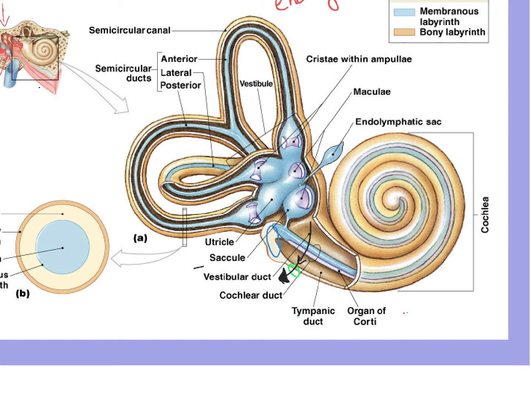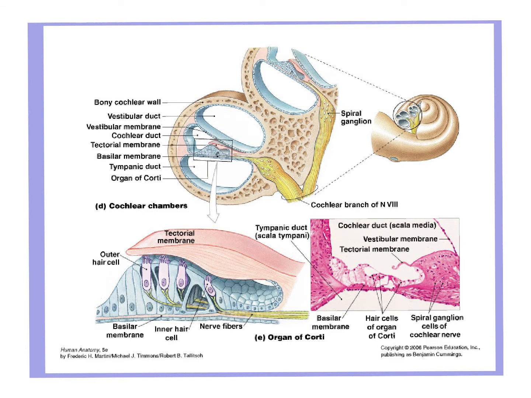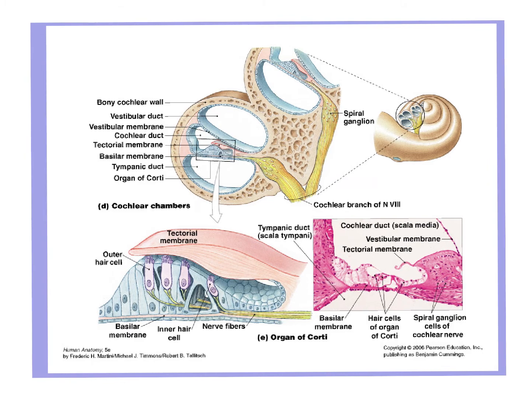So let's move to the next slide here. Now the way we're looking at this is more of a cross section through the tubes. So you've got the vestibular duct here. Let me use a different color. We've got a vestibular duct. There is the cochlear duct. And then there's the tympanic duct.